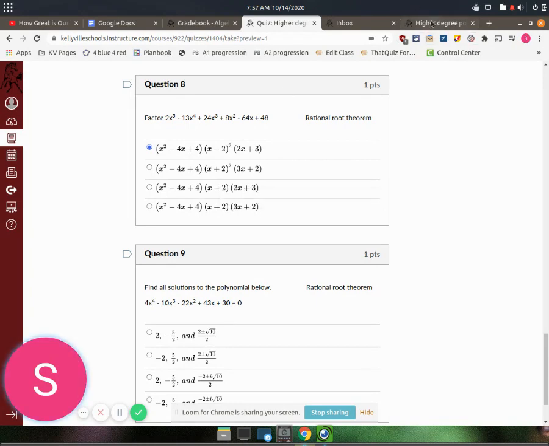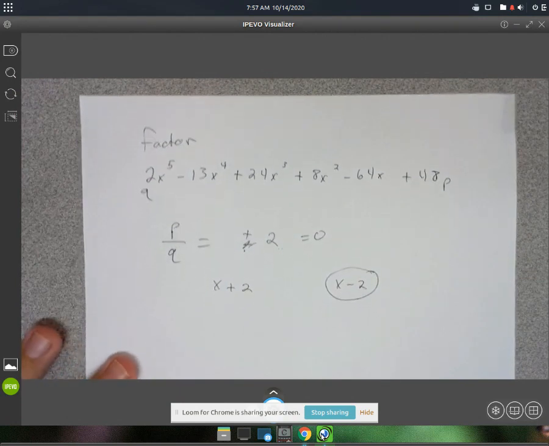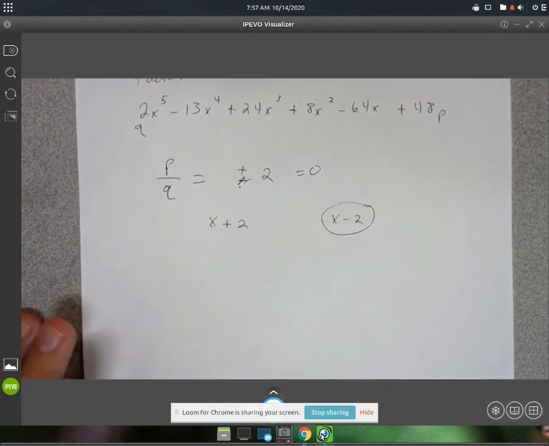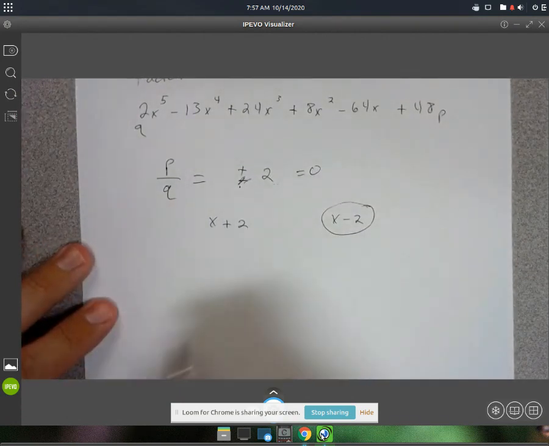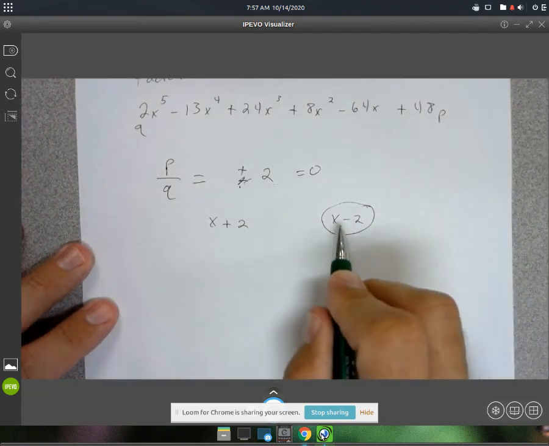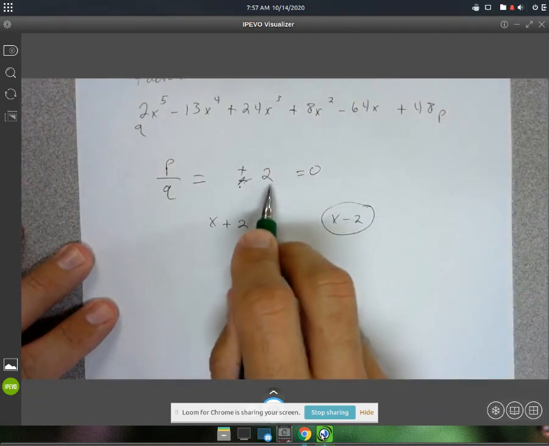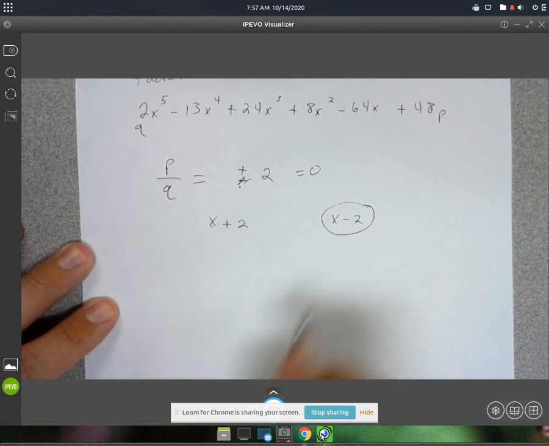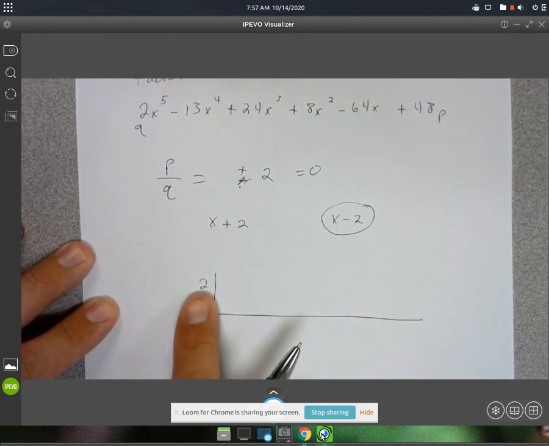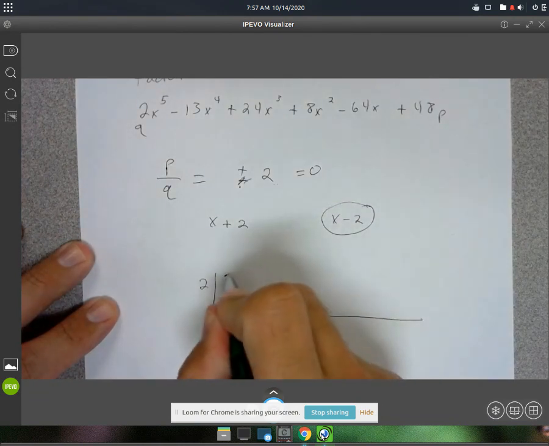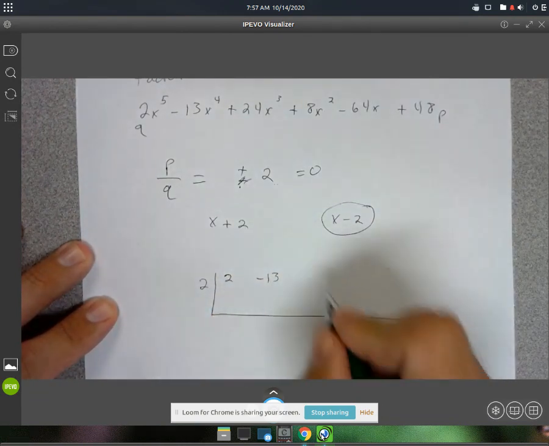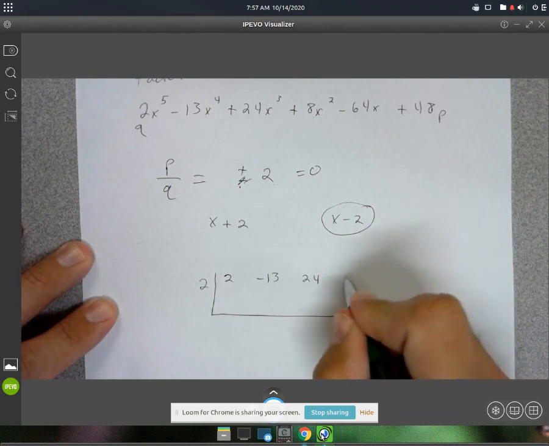The other way, if you were actually working it out, is incredibly crazy. I'll try to abbreviate this a little. So you found out that 2 was an intercept, so x minus 2 is a factor. What you would do is use synthetic division with 2 on the outside and all these numbers on the inside here.